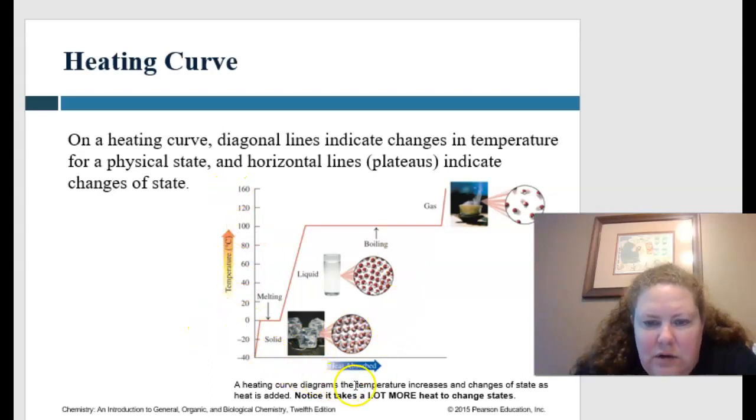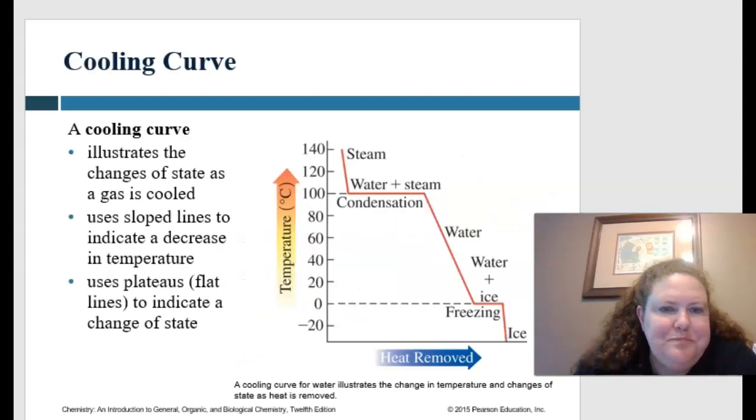So heating curve diagrams like this, the temperature increases and changes the state as the heat is added. And so notice it takes a lot more heat to change the states. So you can see here, it takes a lot of heat to change the state from a solid to a liquid, okay? Or liquid to a gas. Either of these. So any of these long upticks are going to be the energy that is needed.